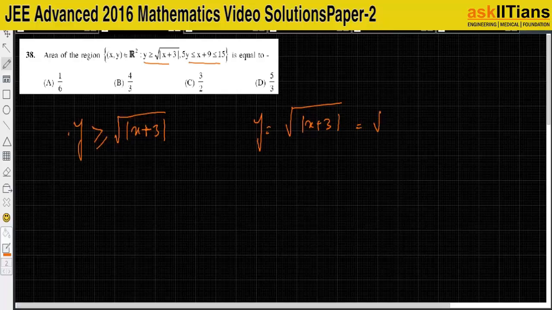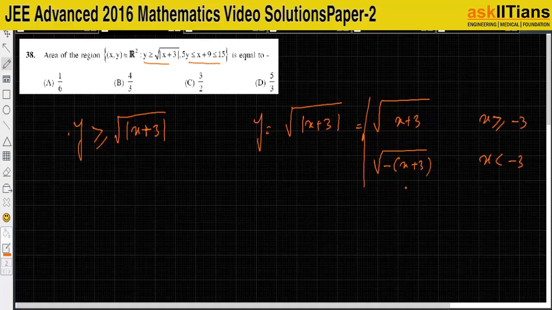Now this is nothing but under root of x plus 3 if x plus 3 is positive, that means if x is greater than or equal to minus 3, and if x is less than minus 3, then I'll get the graph of minus of x plus 3. This mod will open with a minus sign. So let me plot this graph.